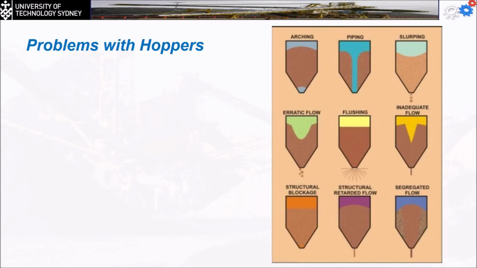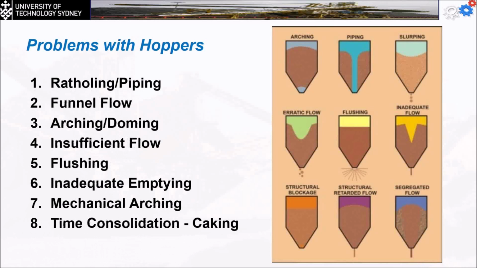So these are the problems with the hoppers, as we mentioned earlier. What's happening is either we are going to have arcing from the top or the bottom. The arcing in the bottom is going to be the biggest problem, because we're going to have something like a dome, which will prevent the material from flowing. The piping or the rat hole, the slobbering, the erratic flow, the flushing, the inadequate flow, the structural blockage, the structural retarded flow, and the segregated flow may occur. So these are the main problems. I'm going to talk about most of them in this lecture.